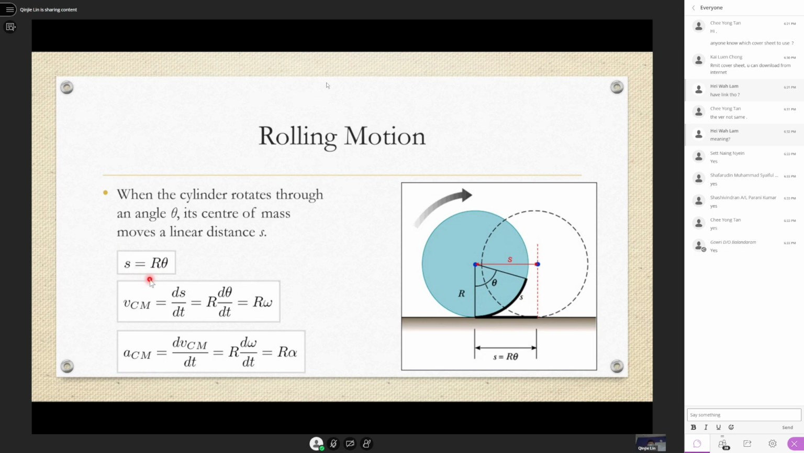So these are the formulas involved. s equals R theta. This one we already know. s is the arc length, R is the radius, and theta is this angle in radians.